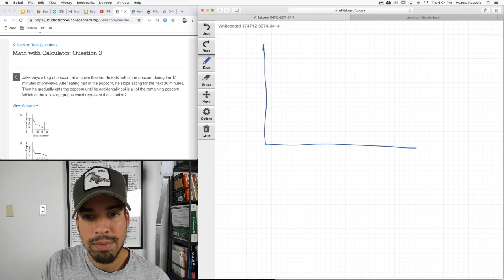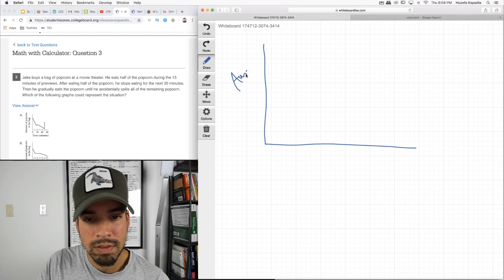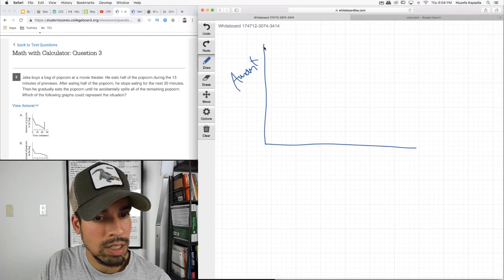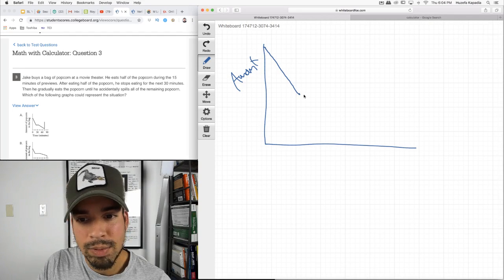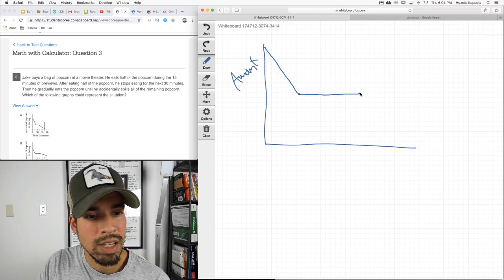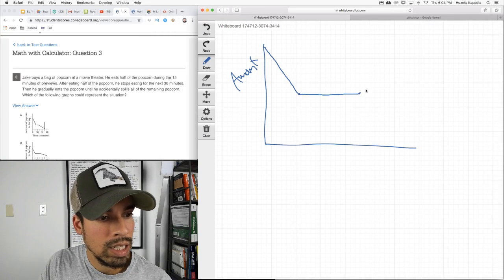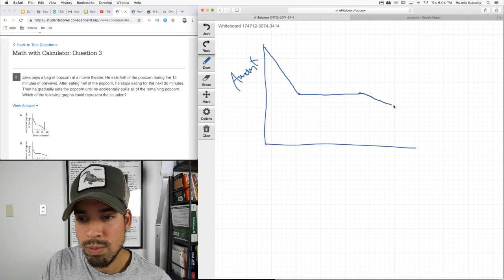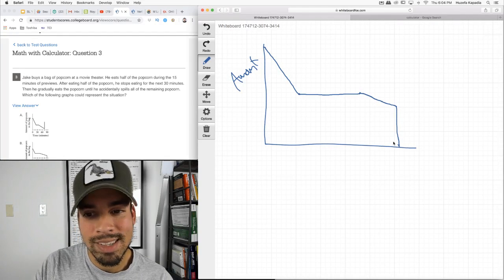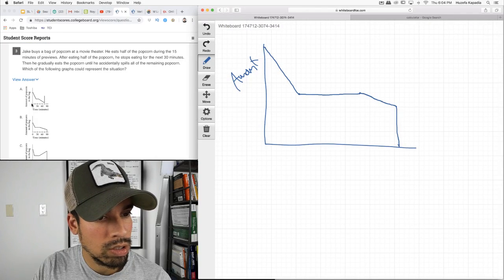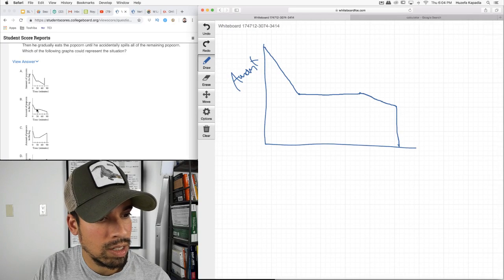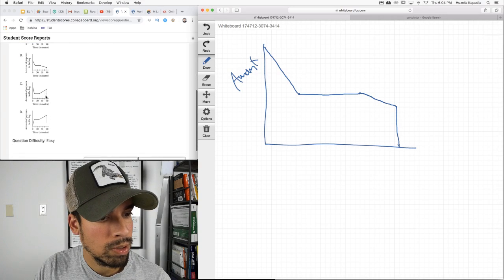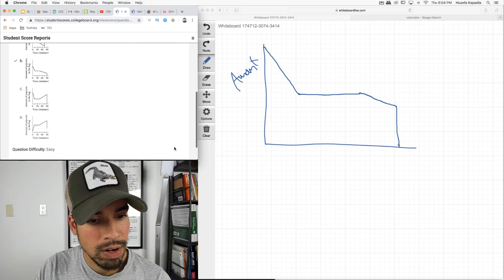If we've got popcorn here, this is the amount of popcorn. First, he's going to eat half of it in 15 minutes. Then he stops eating for 30 minutes, so it stays stagnant. Then he gradually eats the rest, so it's more steady, until, boom, he spills all of it. So the graph should look something like this. This one almost looks good. This one looks pretty good, right? Boom, 15 minutes, then he chills for 30 minutes, then he gradually eats it, and then boom, spills it all. So I'm going to go with B. All right, next.